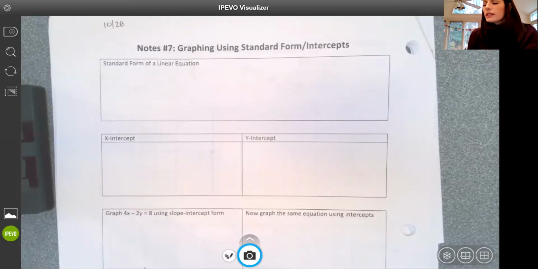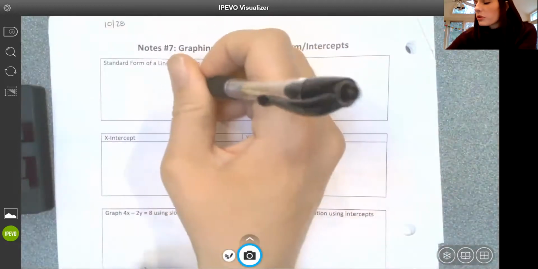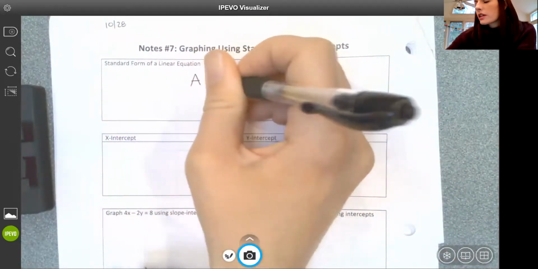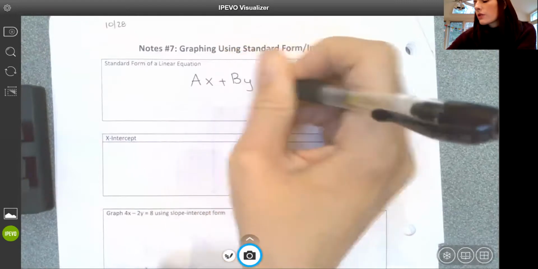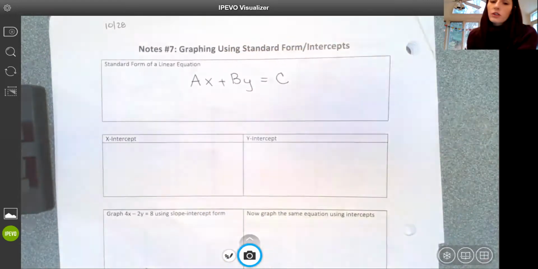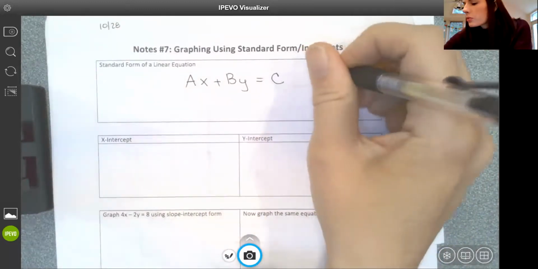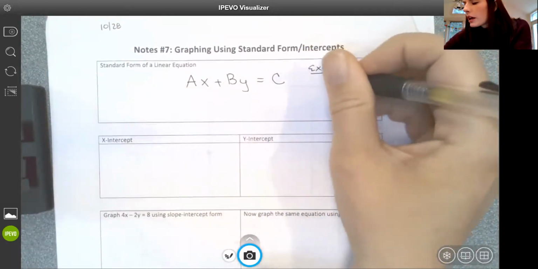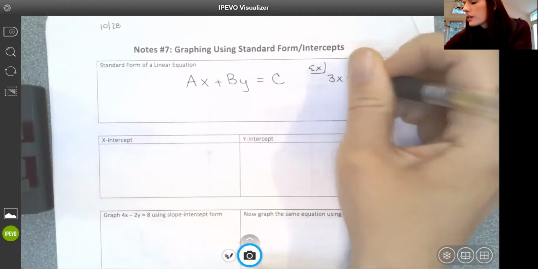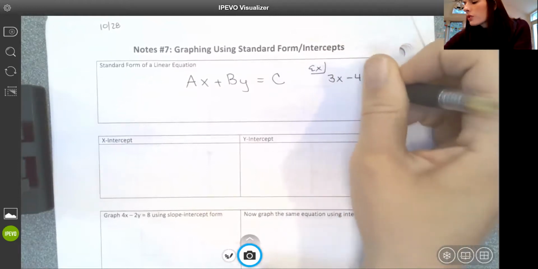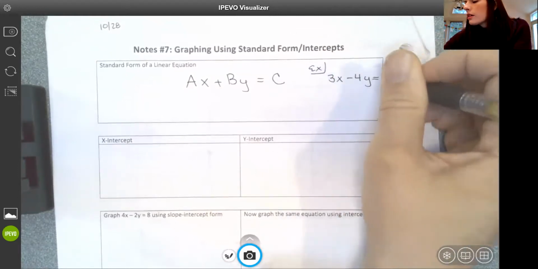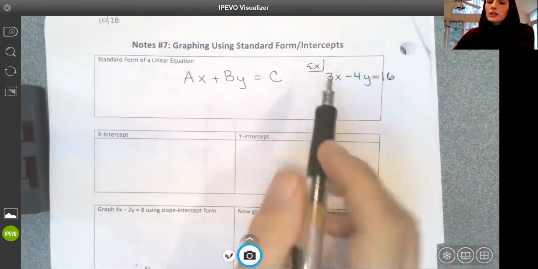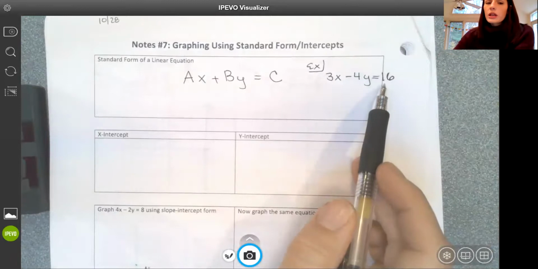So standard form, we've been seeing equations in standard form. Standard form of an equation is when it looks like this, where we have x and y on one side equal to some value over here. For example, maybe I have 3x subtract 4y equals 16. This is an equation in standard form.